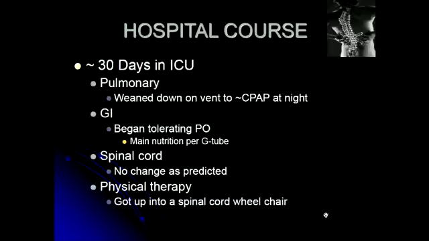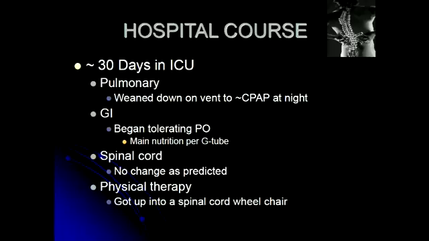She spent approximately 30 days at our ICU. From a pulmonary point of view, we weaned her down to a ventilator and CPAP at night. From a GI point of view, she began tolerating some liquids by mouth, and she had most of her nutrition going through the G-tube. The spinal cord is predictable: once you have a complete paralysis, it extremely rarely ever gets any better. So for the most part, a complete paralysis initially in the ER would imply no change permanently.